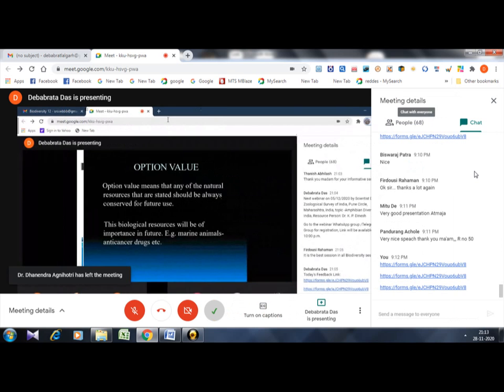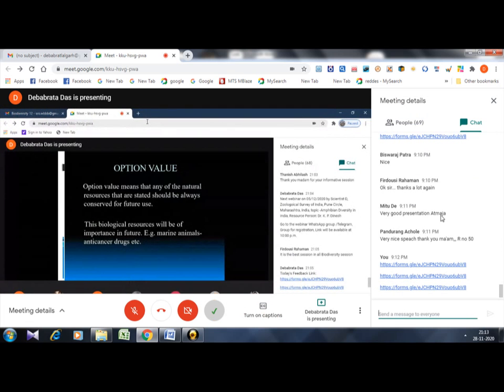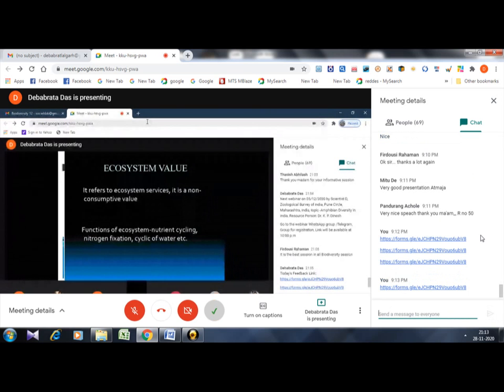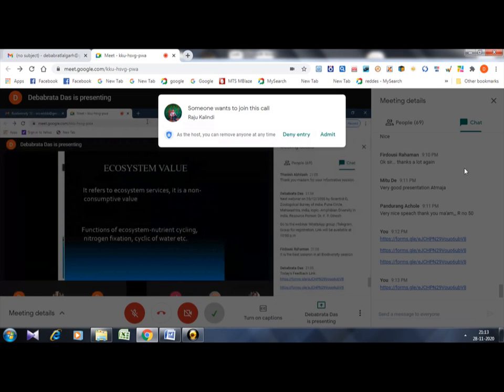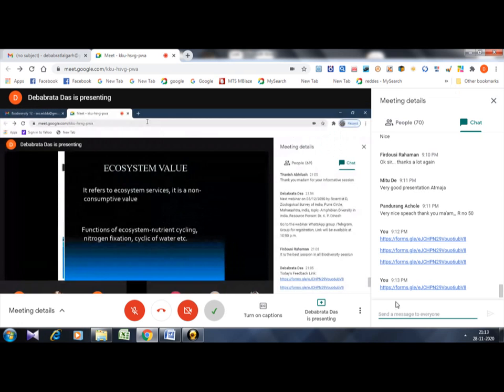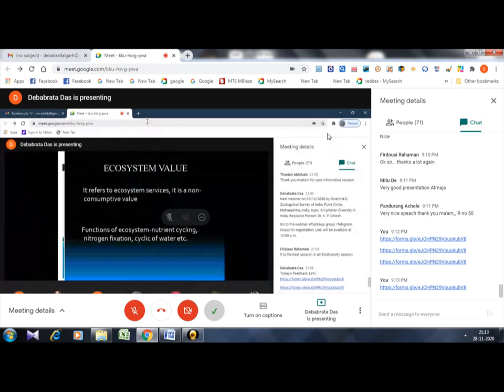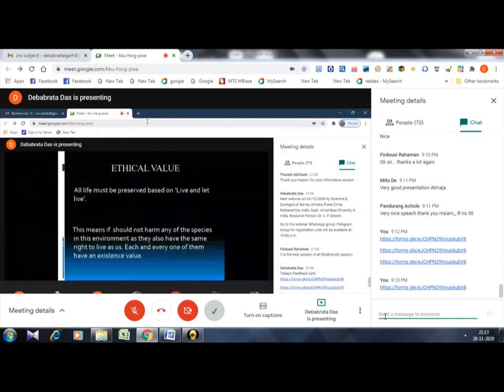Now we go to the other slide. Ecosystem value refers to ecosystem services. It is a non-consumption value. You have to give services to the ecosystem. You have not to be selfish. It means that you should not protect the ecosystem only because it is giving you something. It is not like that. Now we come to ethical value. All life must be preserved based on live and let live.